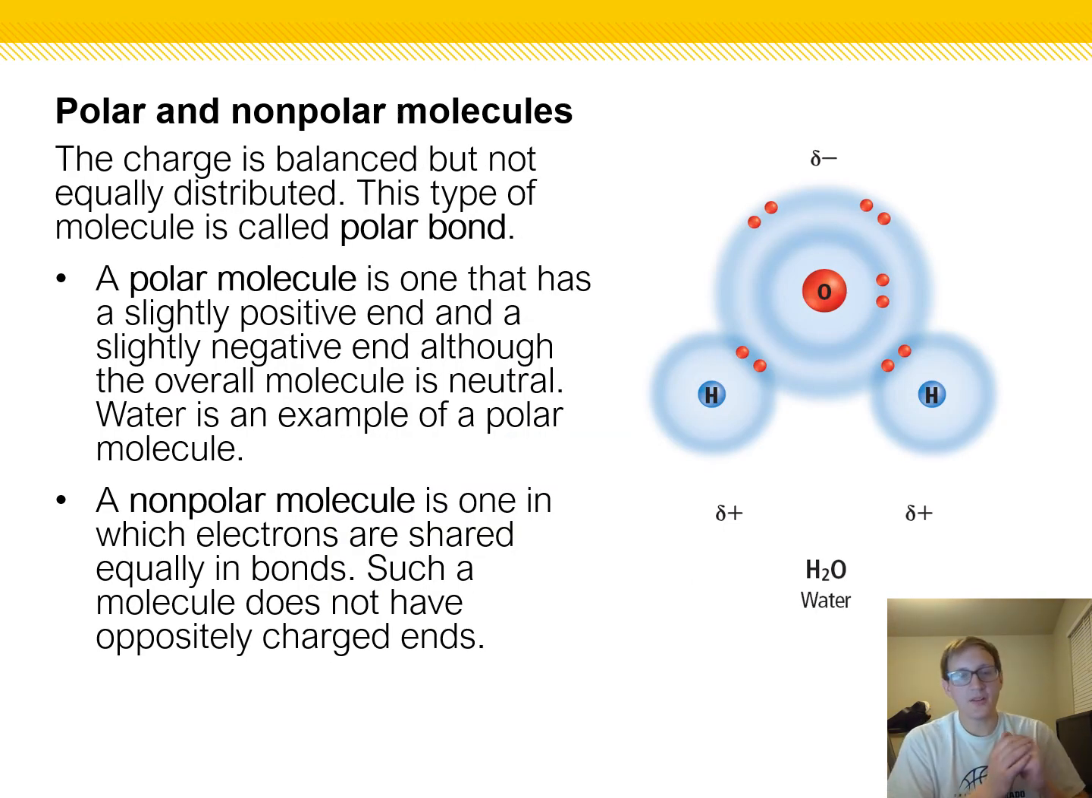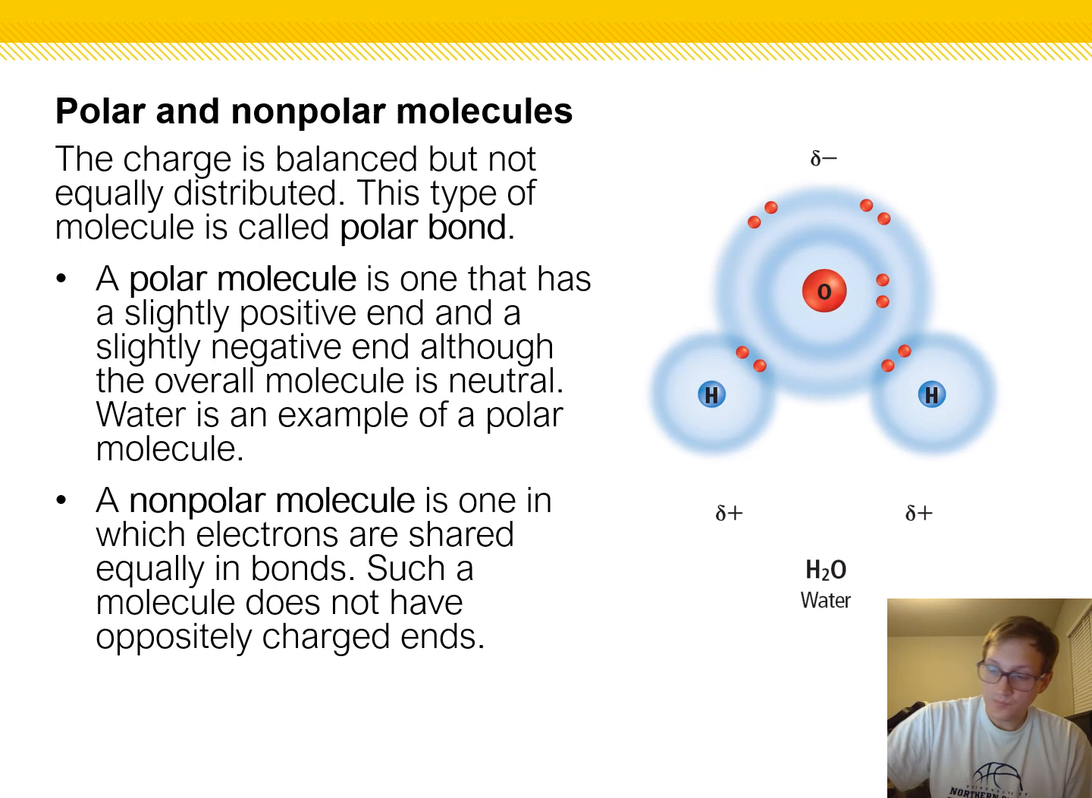Okay, and so finally we get to our last slide and our last definitions. The charge is balanced but not equally distributed. This type of molecule is called a polar bond. A polar molecule is one that has a slightly positive end and a slightly negative end. Although the overall molecule is neutral, water is an example of a polar molecule. A non-polar molecule is one in which electrons are shared equally in bonds. Such a molecule does not have oppositely charged ends.